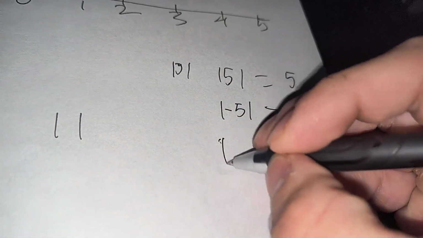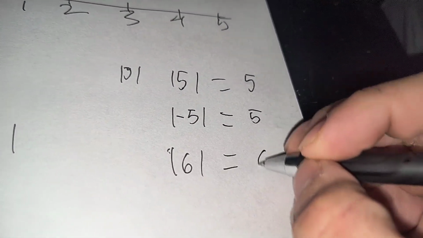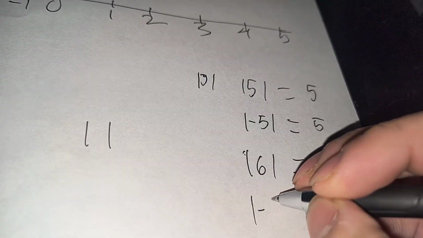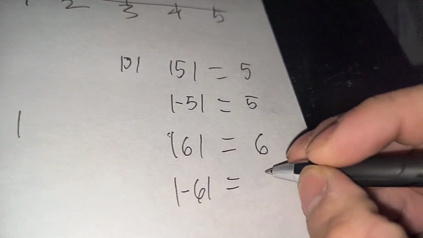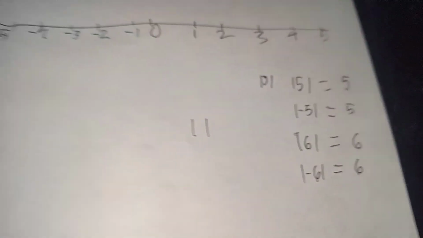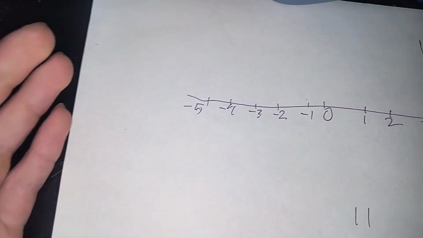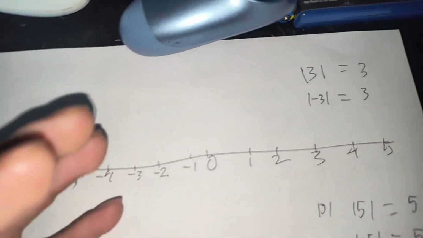The absolute value of 6 is equal to 6. And the absolute value of -6 is equal to 6. Because it's the distance it is from 0, not the value. Okay? Think of it like that. The distance it is from 0, not the value.